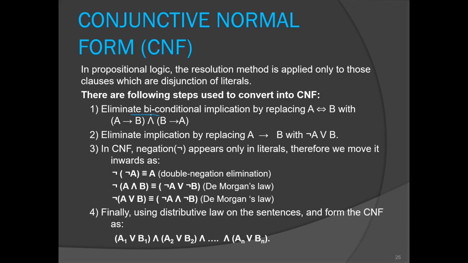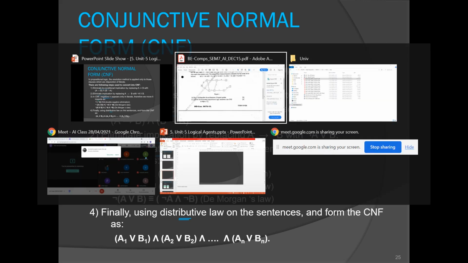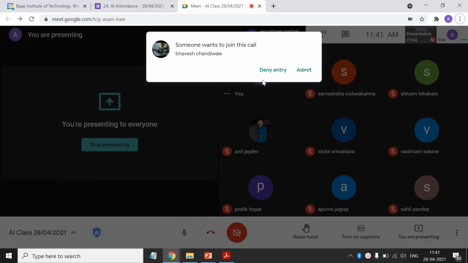Now we remember the steps of conversion to CNF. First you have to eliminate biconditional, then eliminate implication, then remove negation, so you have to move the negation inwards, and finally apply the distributive law. There are 4 steps, so let us apply.